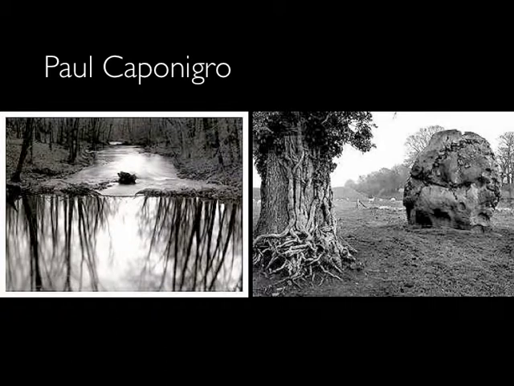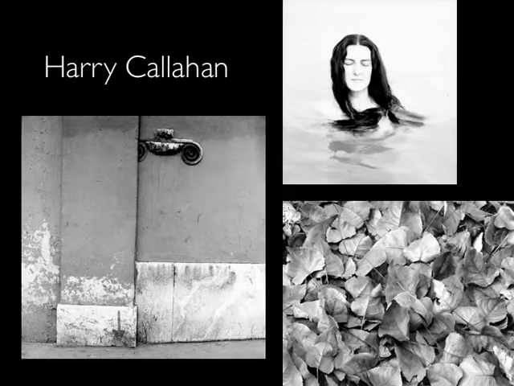Paul Caponegro is another famous photographer. These are both great examples of level horizon. And Harry Callahan, noticing details in the smallest places, architectural details, the portrait of his wife, or the subtle different textures in the leaves, and noticing those textures.